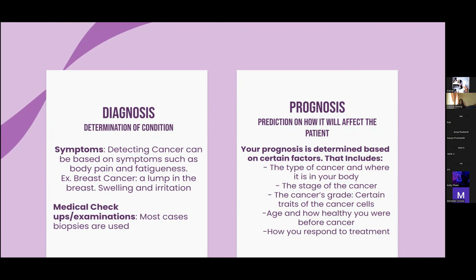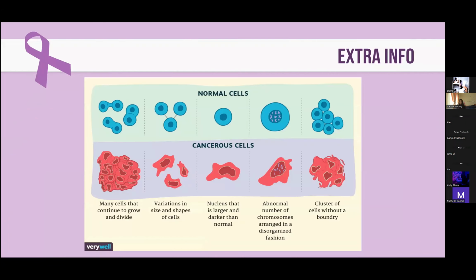It can also be the cancer's grade, which means how the cells look. Usually in normal looking cells, the edges of the cells are round and look healthy. But in cancer cells, the edges are pointed and there's no smooth outline. It could also be the age, how healthy you were before cancer, and how you respond to the treatment. This is just an image showing how normal cells look and how cancer cells look. As you can see, the edges are very smooth for the normal cells, and for the cancerous cells, they're very edgy and rough.